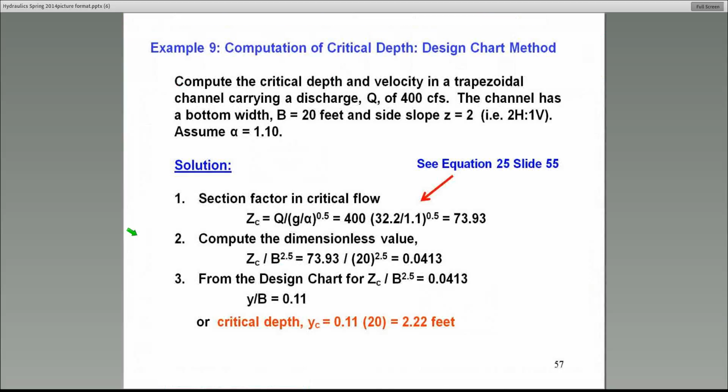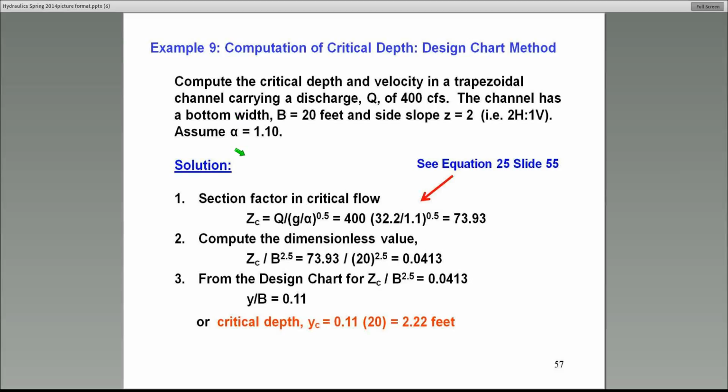In this case, I'm asking you to compute the critical depth and velocity in a trapezoidal channel carrying a discharge of 400 CFS. The channel has a bottom width of 20 feet, slope of 2 horizontal to 1 vertical. That's the side slopes. And I'm assuming alpha is equal to 1.1, sorry. Otherwise, if it's not given, just assume 1.